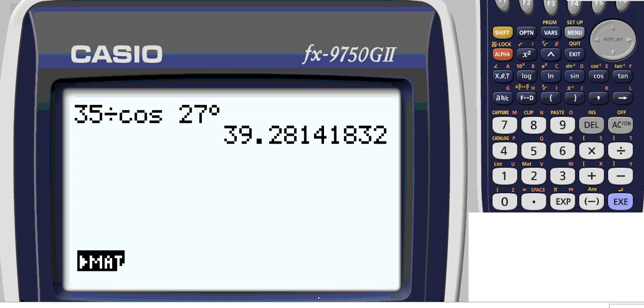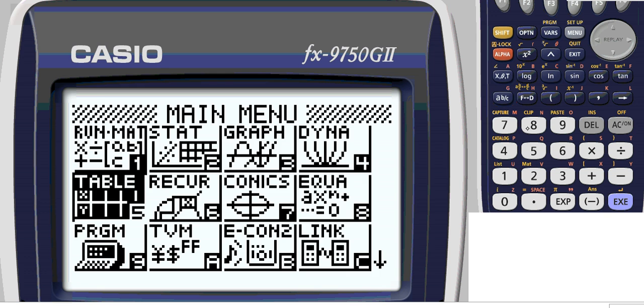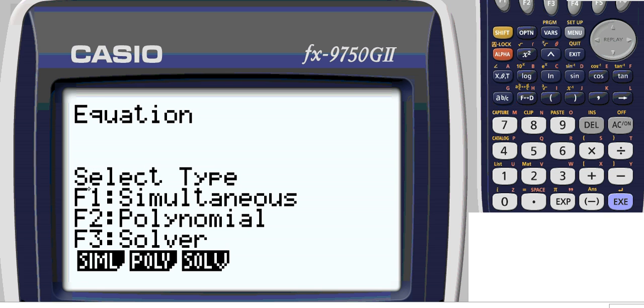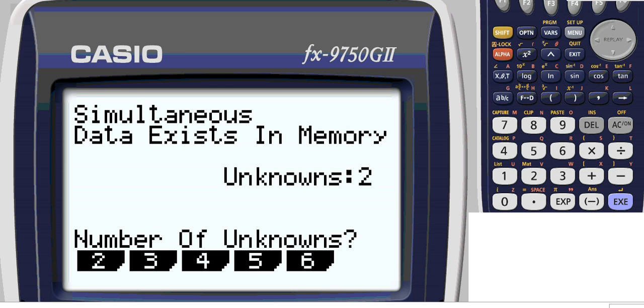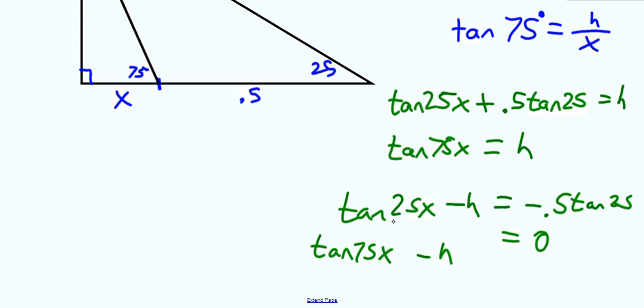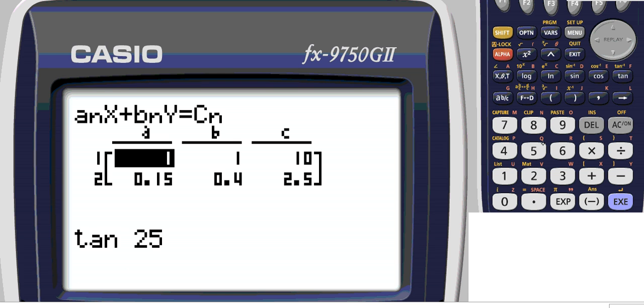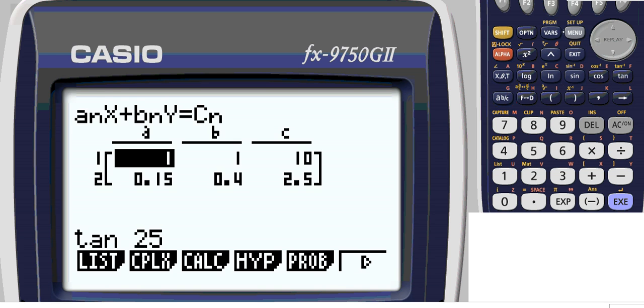And when we go into our solver, equation, option 8 on this model of a Casio, simultaneous, two unknowns. We have x and h. We need to type in all of our coefficients. So the coefficient of x in the top equation is tangent 25. Type that right in there. 25, it's degrees, so make sure you put it as degrees.